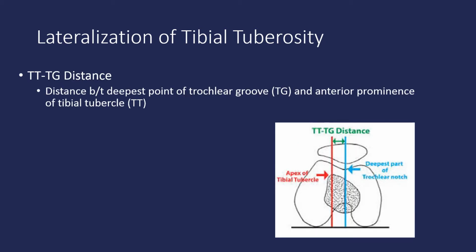The tibial tubercle trochlear groove, or TT-TG distance, is a method to assess extensor mechanism valgus alignment and patellar instability. It is measured as the distance between the lines drawn through the deepest part of the trochlear groove and the anterior prominence of the tibial tubercle attachment of the patellar tendon.